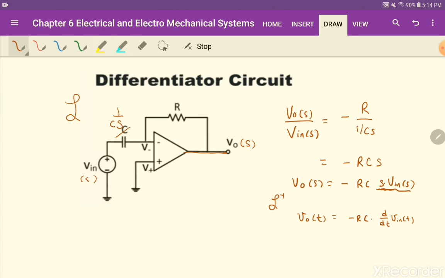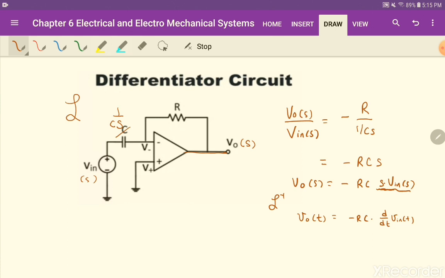Okay, so this is a differentiator circuit. With an op amp, you don't have to have just resistors. If you just use resistors, it will amplify the voltage by a constant number. But if you use a combination with a capacitor, you will differentiate the signal.